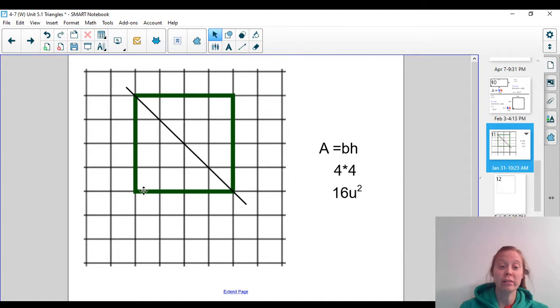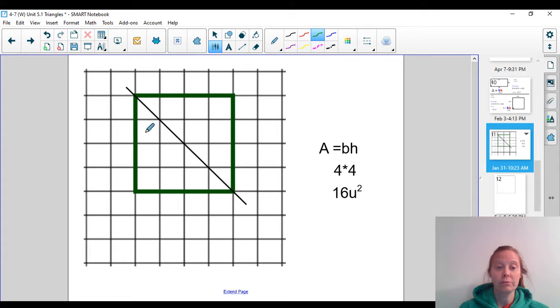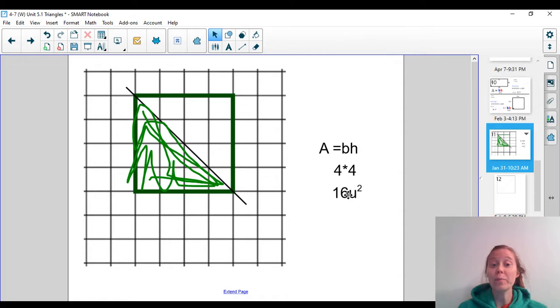We have two triangles. So in order to take our area of the rectangle and break it up into our triangles, we are just going to try and find the area of just this side, which is just half of the rectangle.